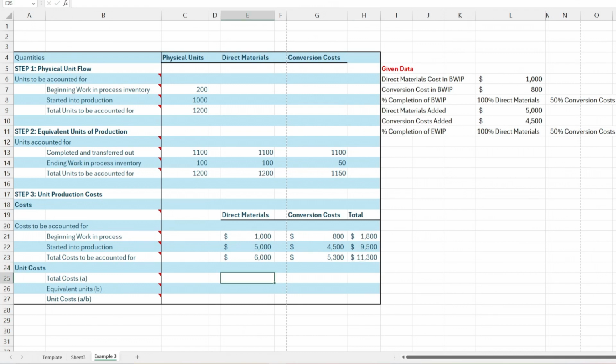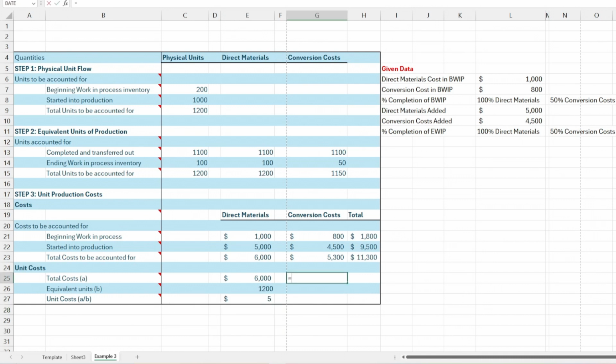And now we're going to look and calculate our unit cost or per unit cost. So total costs, we could see that that's what we just calculated. And this is why we do this first, so we can calculate our total cost for direct materials. And then equivalent units, this is what we calculated in step 2. And this is kind of why we calculate things in steps, so we can use them later on. So we use that again. And now unit cost or per unit, we just do our total cost divided by our equivalent units, A divided by B, and that gives you $5.